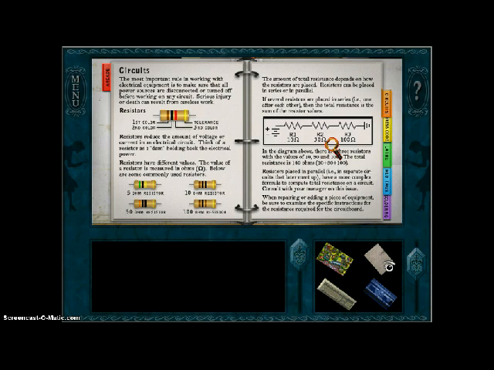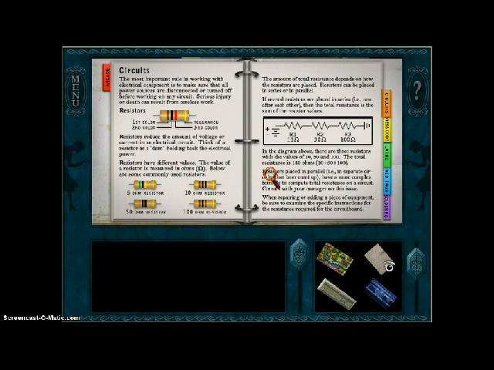Resistors. First color, second color, third color, and the last one is tolerance. Resistors reduce the amount of voltage or current in an electrical circuit. Think of a resistor as a dam holding back electrical power. Resistors have different values. The value of a resistor is measured in ohms. Below are some commonly used resistors. Alright, so here's the 5 ohm, 10 ohm, 30 ohm, and 100 ohm.